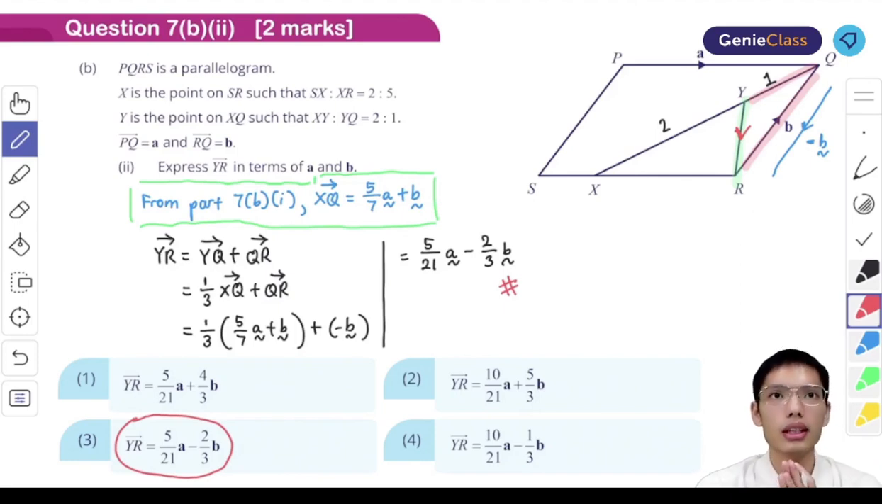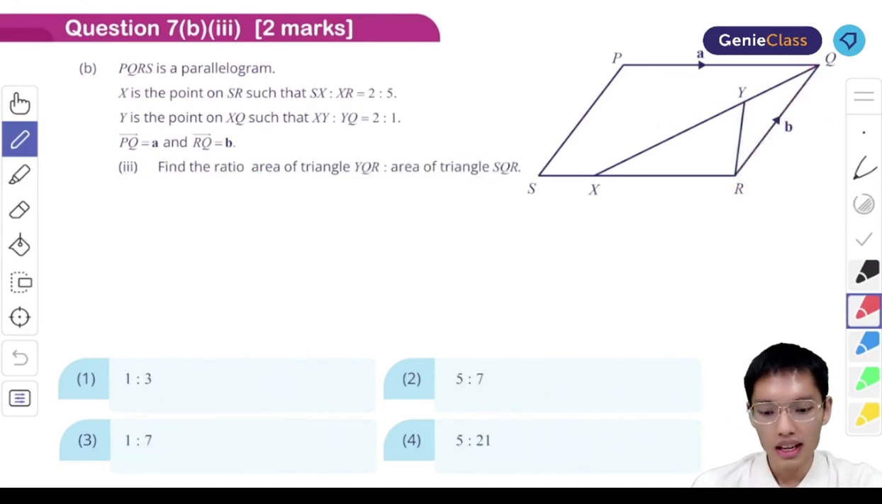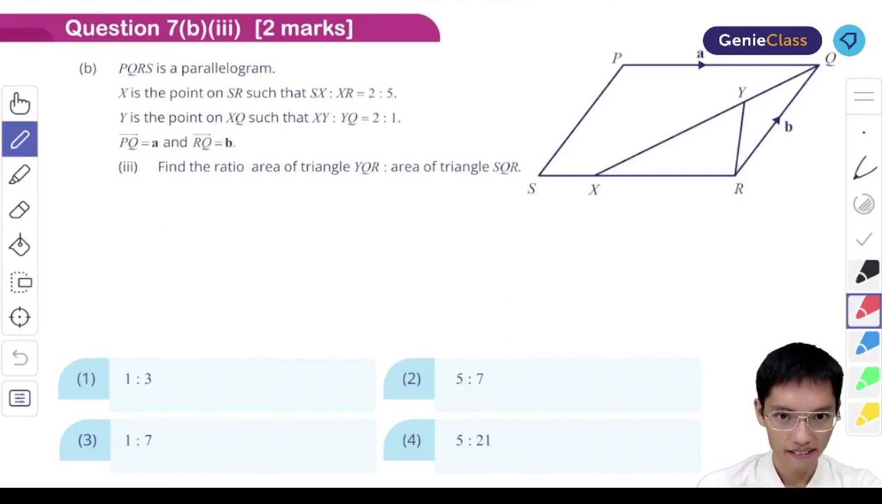Now over here, besides these two questions, one very typical question they like to ask about vectors is area of triangles. Now some of you may think, oh, I need to square. Take note, this one over here, hint for those who have not done, there's no squaring.